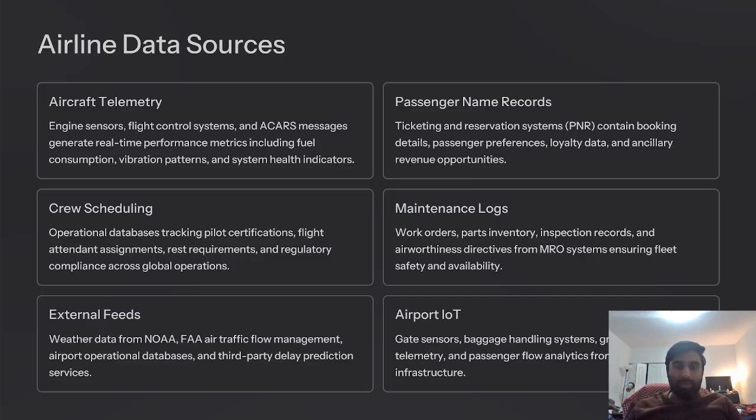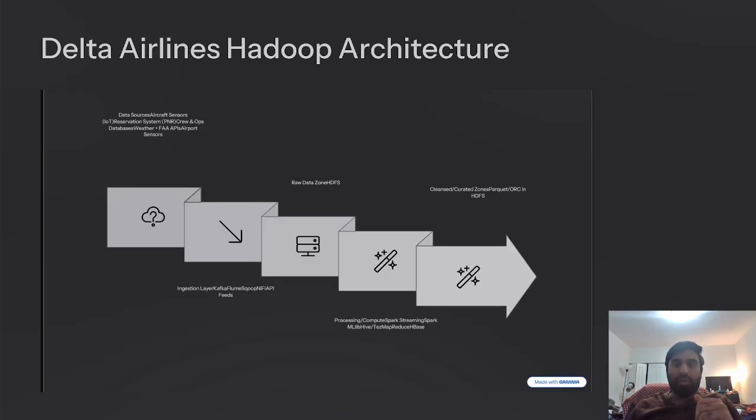So let us look at the architectural diagram. Let's walk through the entire architectural diagram from left to right. We begin with the airline data sources, which include the aircraft engine and flight control sensor telemetry, reservation and passenger data, which is also the PNR, crew scheduling systems, maintenance logs, aircraft health databases, airport IoT systems such as gate sensors and baggage systems, and external sources like weather, turbulence maps, and FAA traffic feeds.